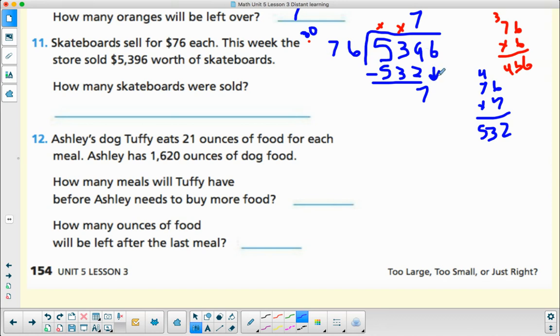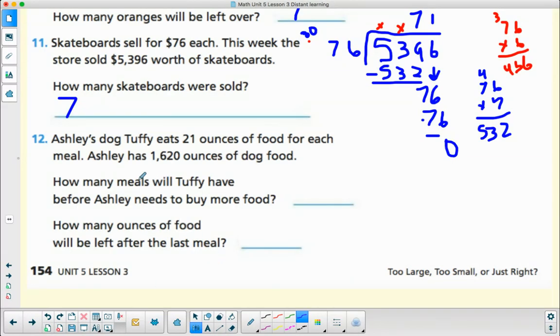As I bring down 76 divided by 76, actually I know that's 1. 76 is 76. I have nothing left over. Read my question again. How many skateboards were sold? 71 skateboards. I'm not going to try and write it, but you would write skateboards.